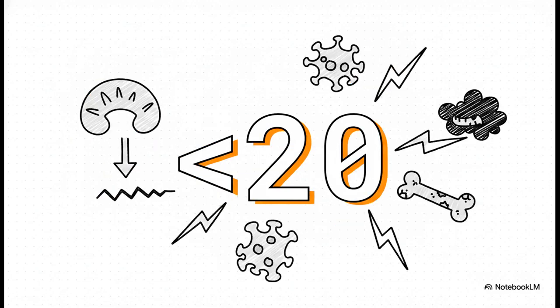Conversely, what if that number is deeply suppressed to less than 20 picograms per milliliter? Well, that points aggressively to parathyroid-independent etiologies. The second you see the suppressed number, it must trigger an immediate, rapid search for malignancy.